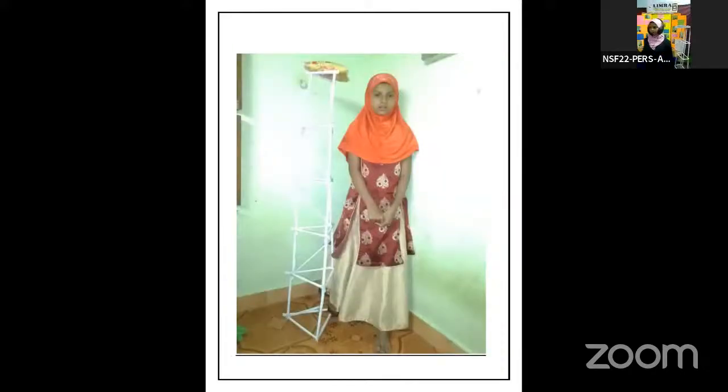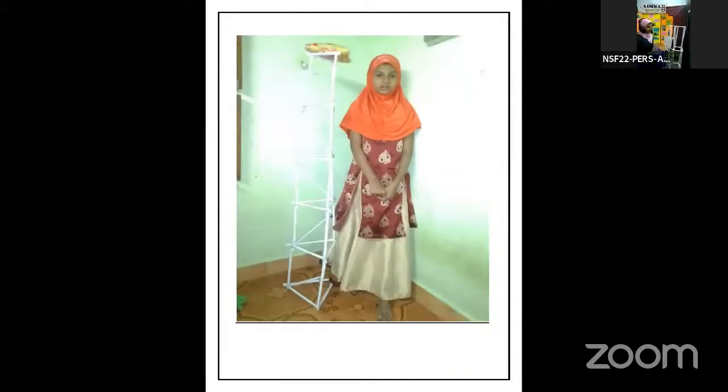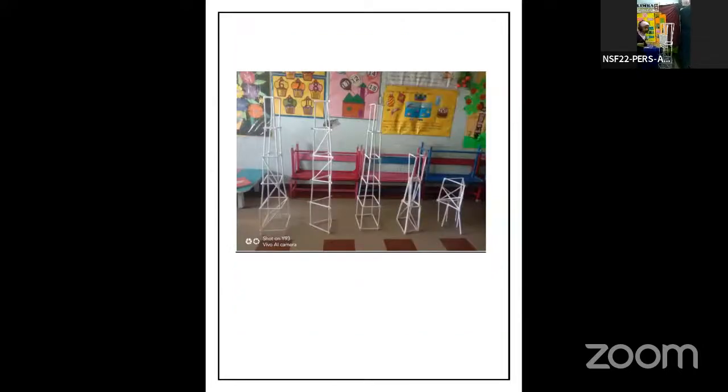It balanced two books. This is my third prototype. This is square dimension. I measure the height of the third prototype.